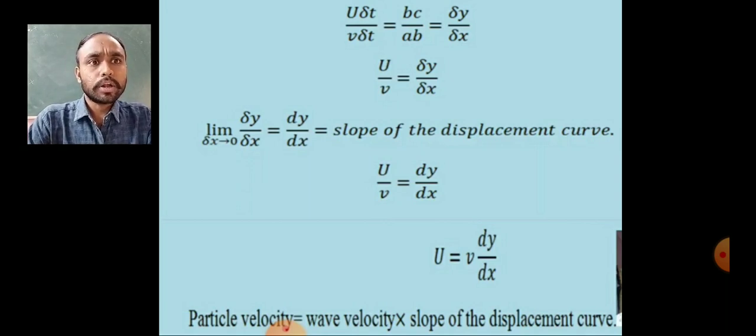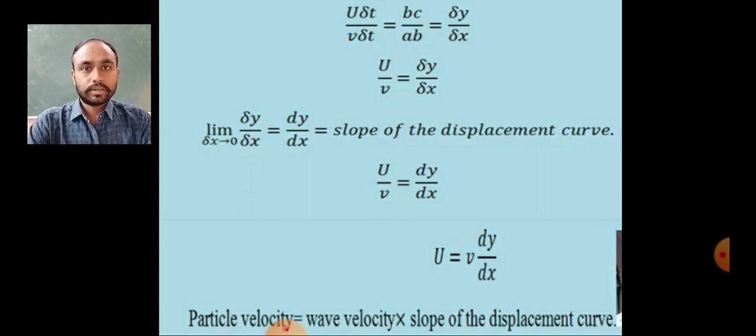Now see, forget about BC and AB. To this side, delta t gets cancelled. What remains is u by v, and on the other side delta y by delta x. So finally, we got this equation: u by v is equal to delta y by delta x. I told you already what this delta y and dy are. Delta y is a very small fractional distance, and if we want to talk about the whole slope of the curve, then we have to take it as d.